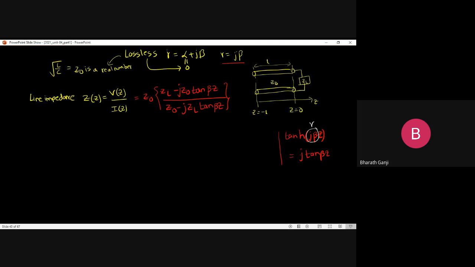Usually we are not interested in the impedance at any point on the line. The most interesting thing that we want to study is the input impedance of this line. Say if I want to connect a generator here, if this generator has to deliver a maximum amount of power, then that definitely depends upon what kind of input impedance you can see at this point.